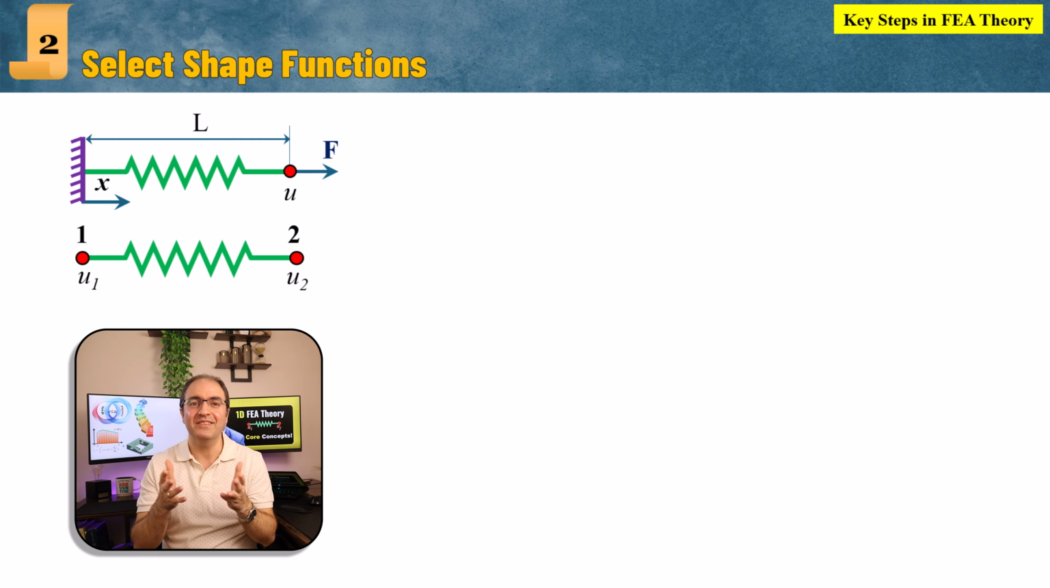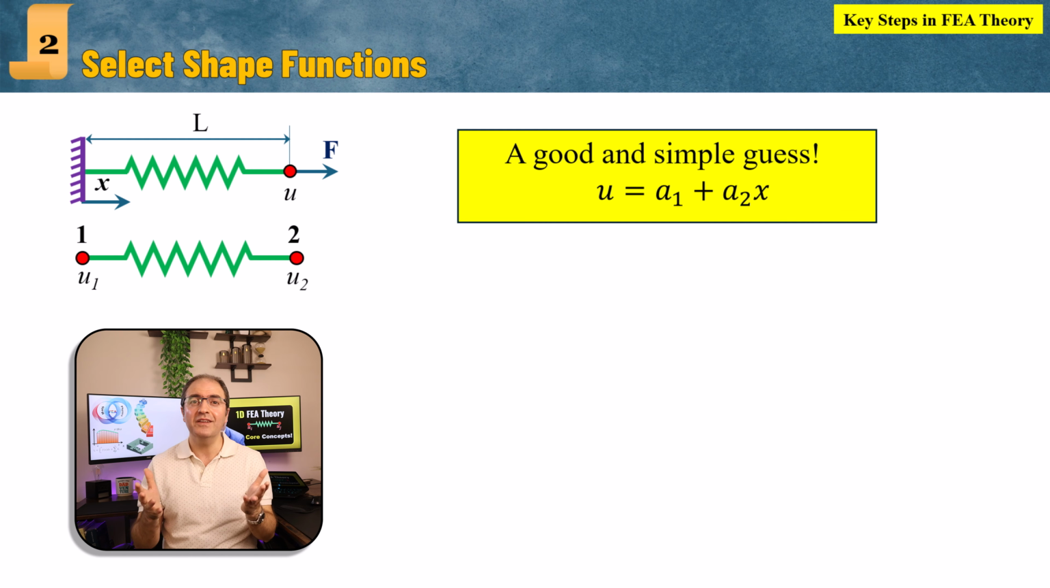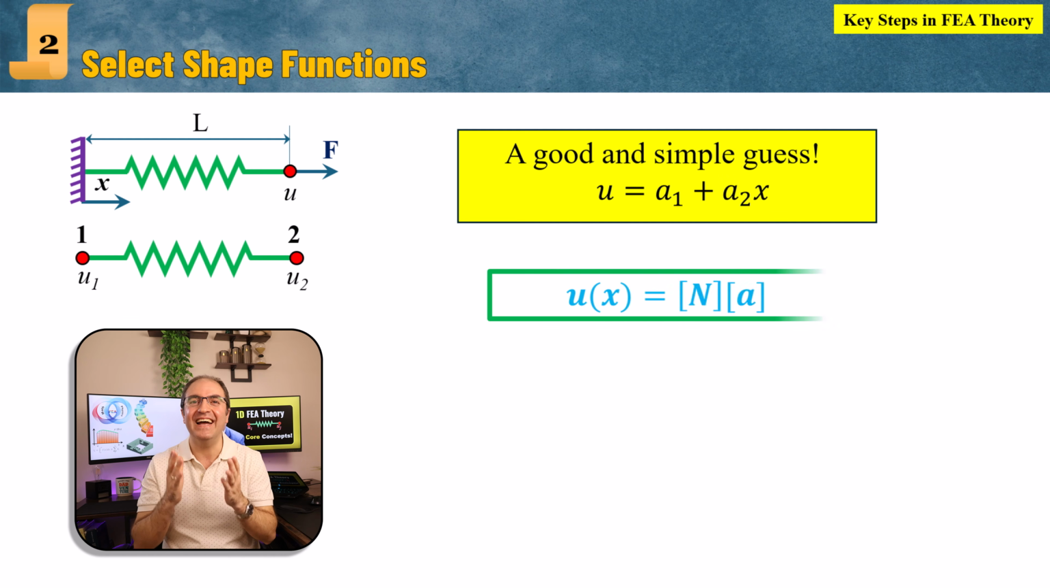We have a spring of length L fixed at one end and subjected to a force F at the other end. We want to estimate how displacement u varies along the length of this spring. We start by proposing a simple and reasonable guess: u = a1 + a2x. This is a straight line function. It's easy to work with and satisfies the requirement of being continuous across the element. Now, to express this in FEA terms, we rewrite it in matrix form. Yes, everything in FEA is written in matrix form. u = N a.